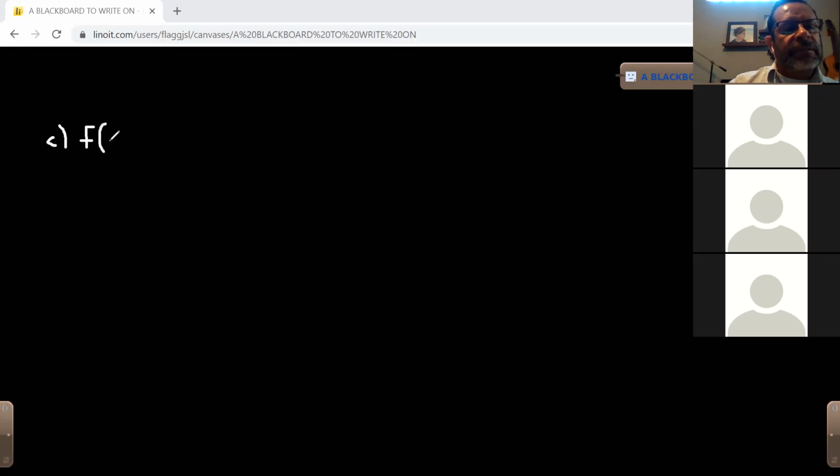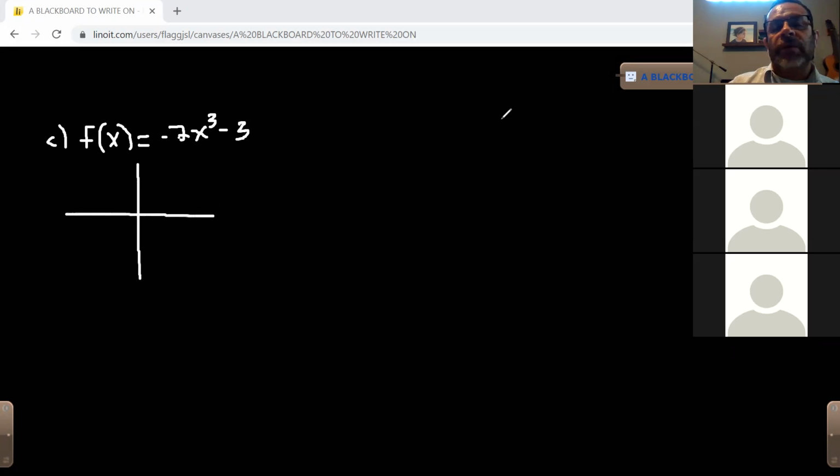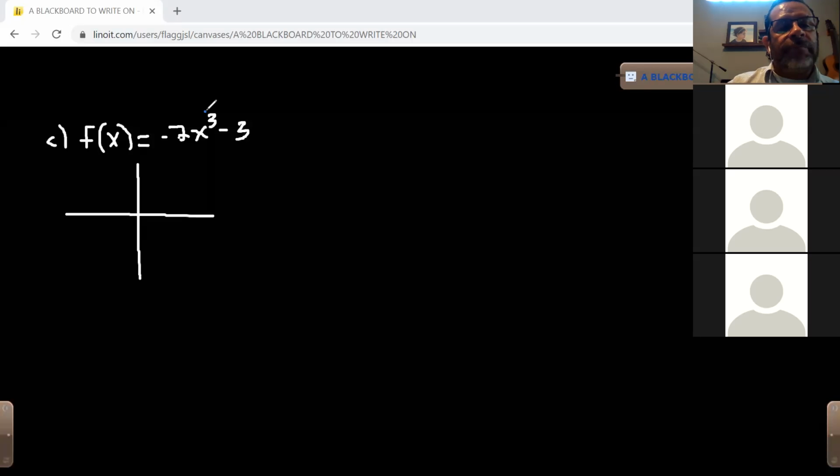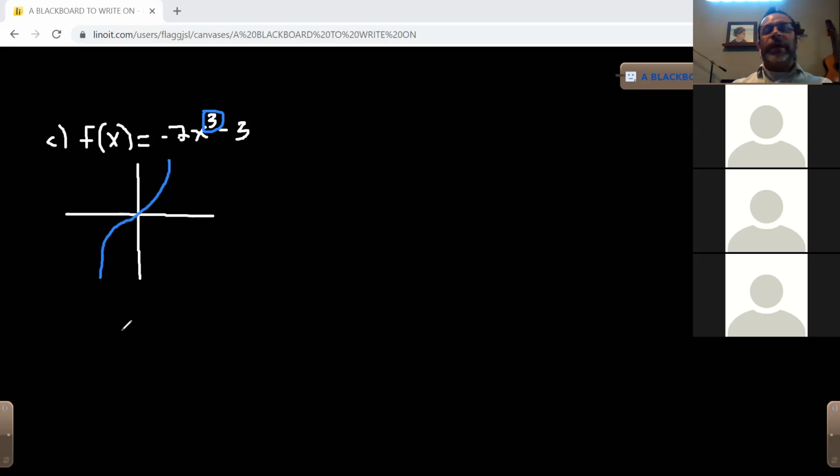f of x is going to be equal to minus 2x cubed, I'm sorry, minus 3. And so in this case, the base function, or the model for the function we're talking about, we are looking at the power of the function, which is this 3 that we have here. And remember, I'm using color coding. And so it's going to be something like this, okay?